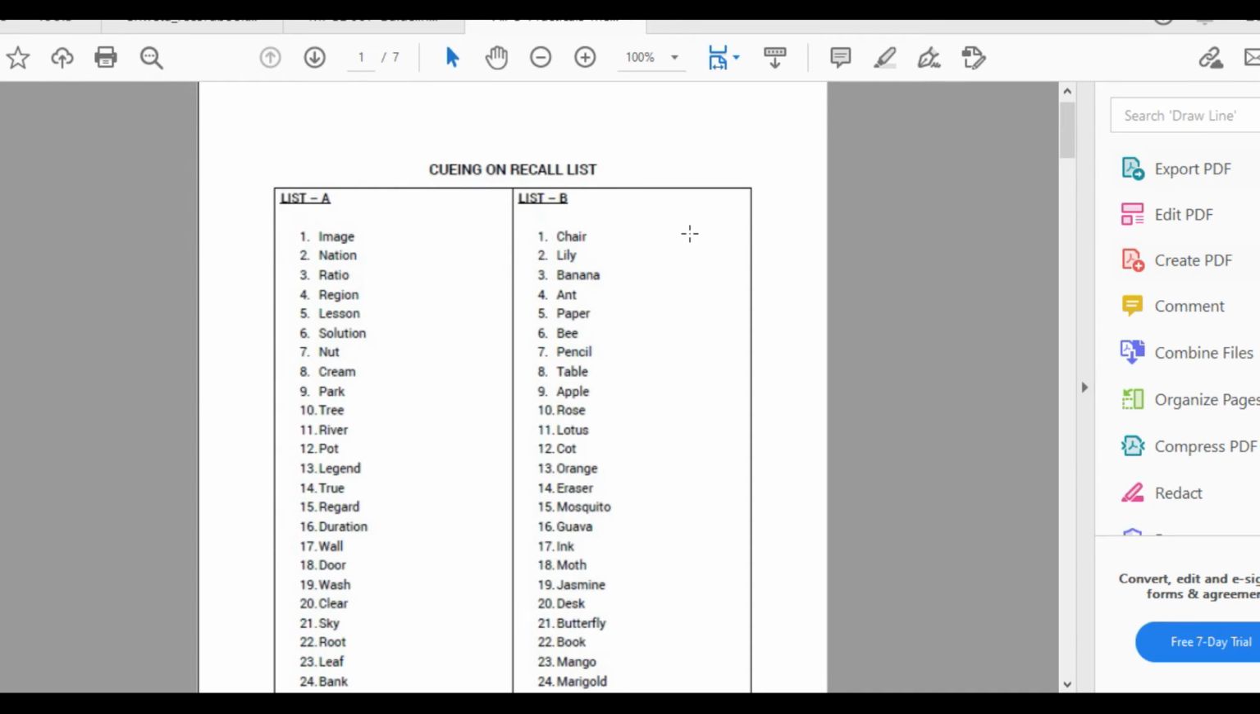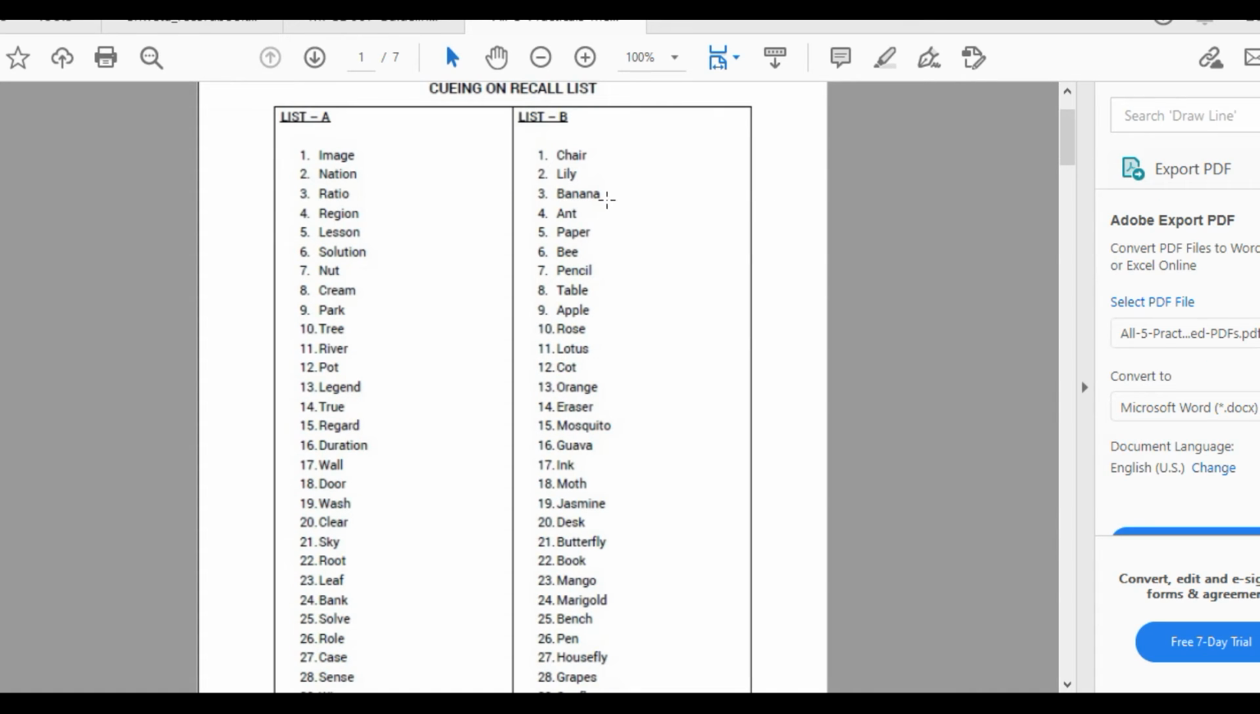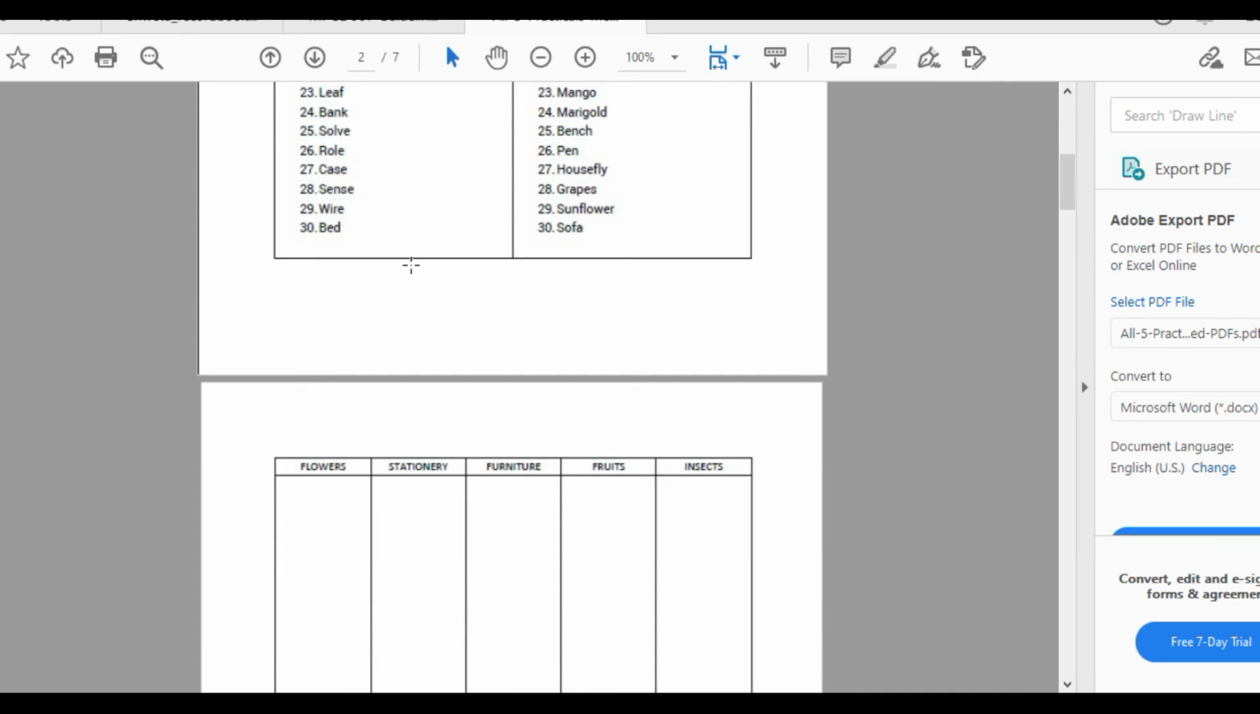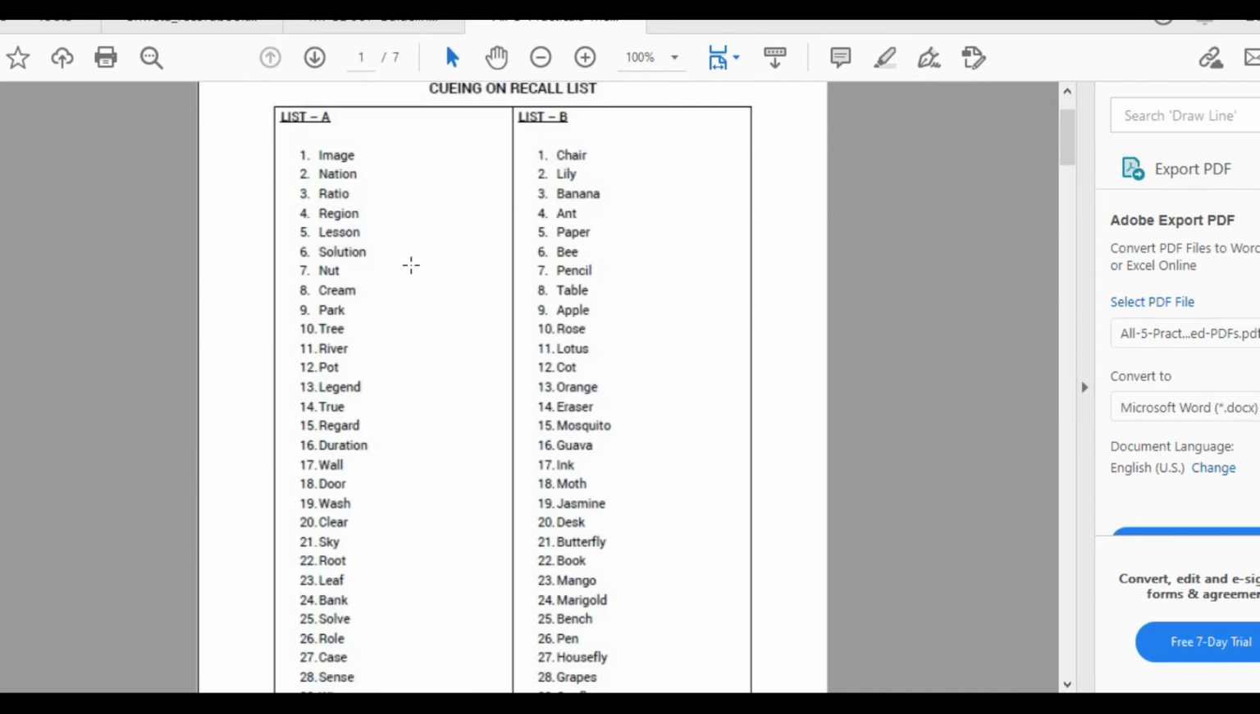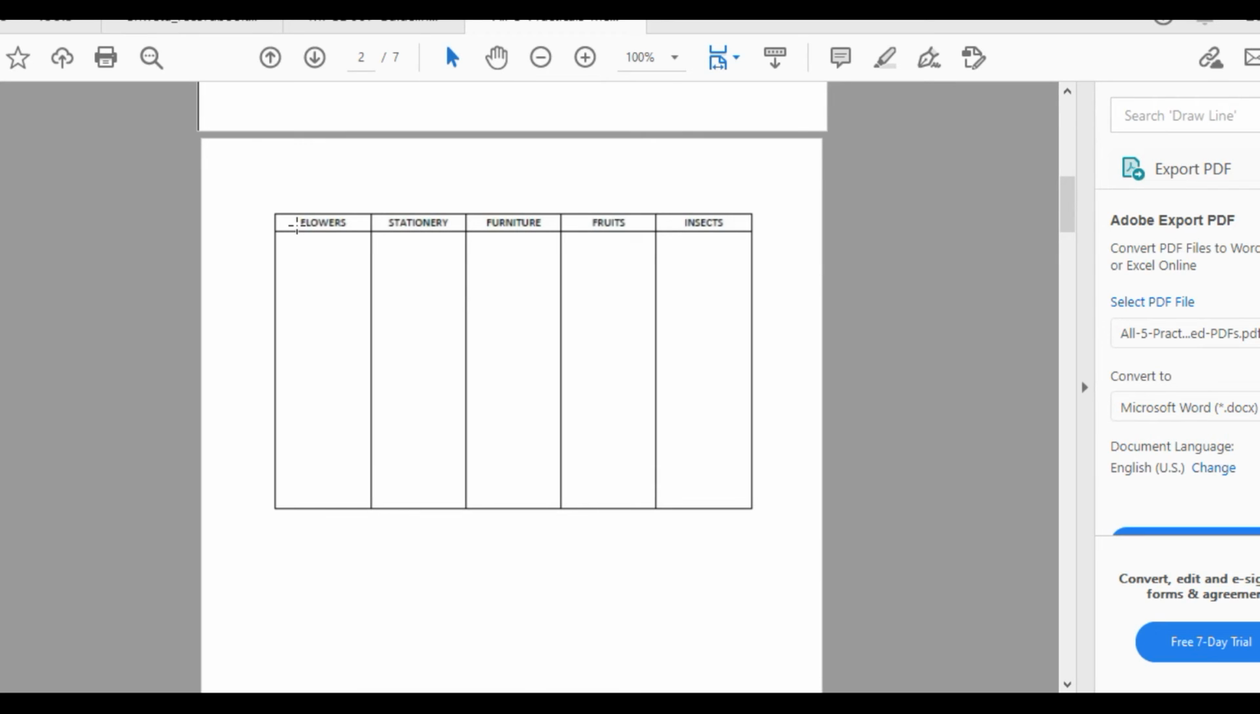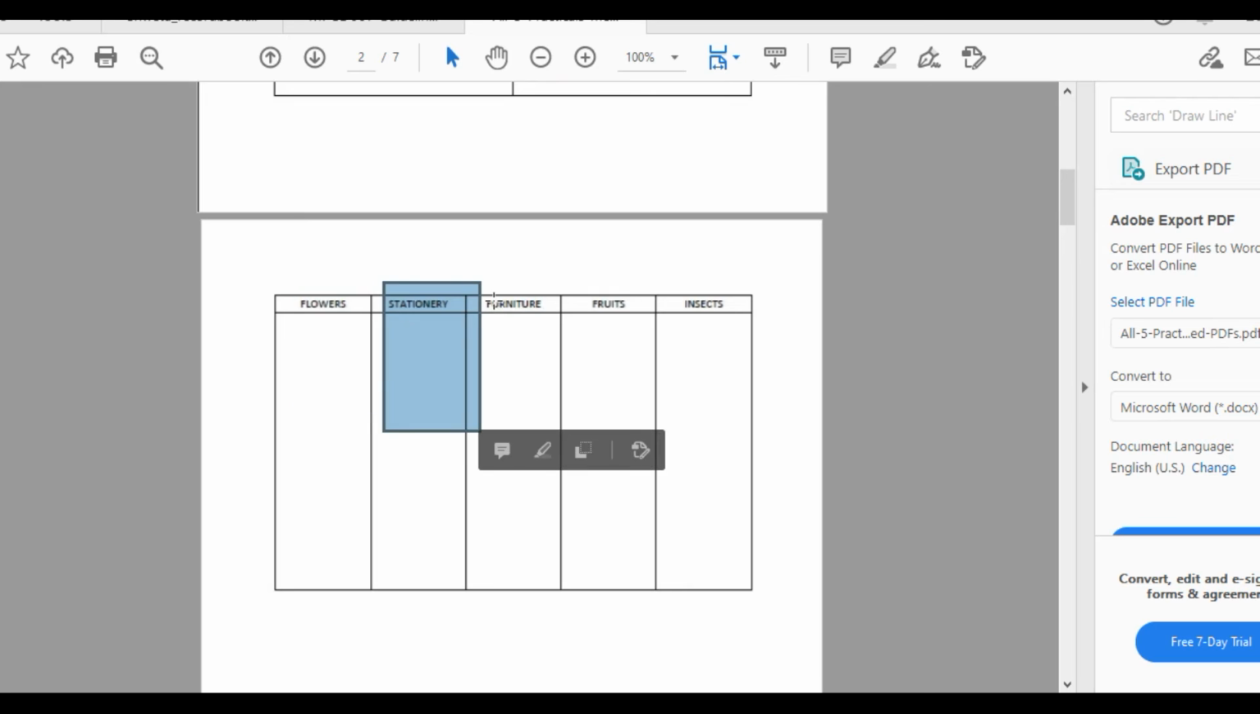Now I'll just quickly take you through the list of practicals conducted in our study center. The queuing on recall. So these are the 2 lists of items, and you have to remember these items as given. So they are random, like image, nation, ratio, nothing is related to each other. Now the first set of scores was given based on this list. And for the second set, the names of flowers were together, the names of stationery were together, the furniture together, fruits together, and insects together.